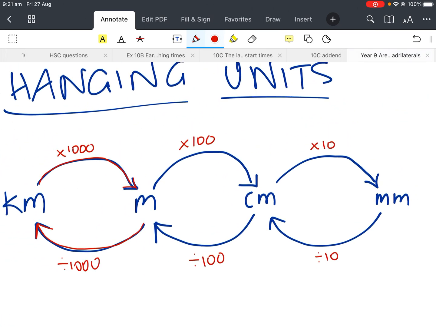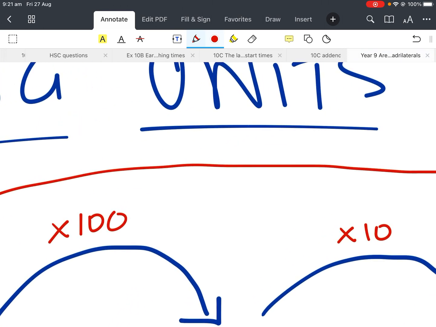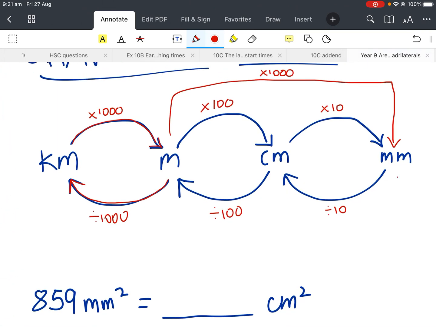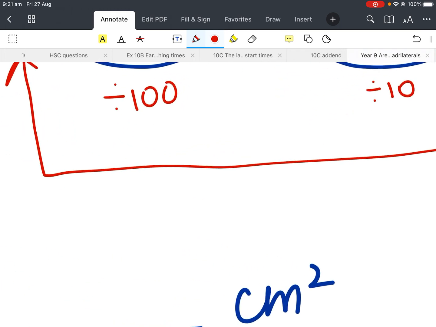Now don't forget, you could also do this if you wanted. Metres to millimetres, times 100 times 10 actually gives you times 1,000. And then millimetres to metres is divide by 1,000.